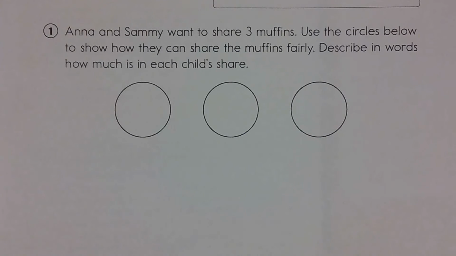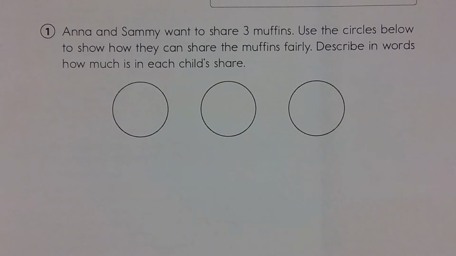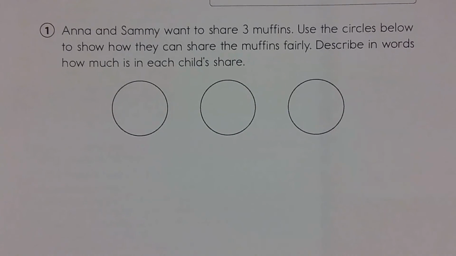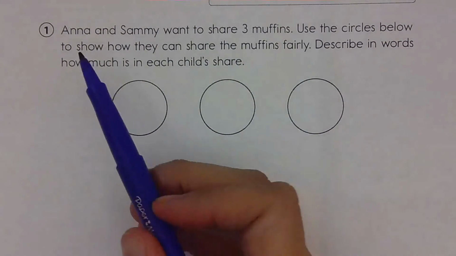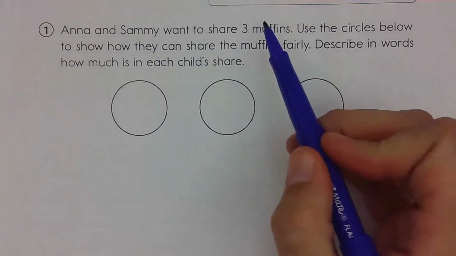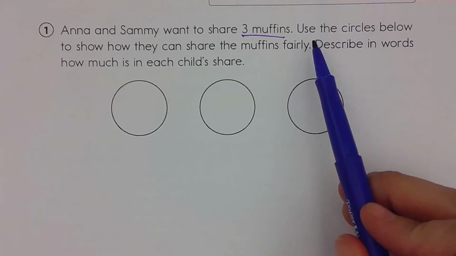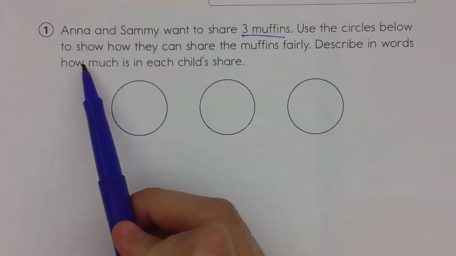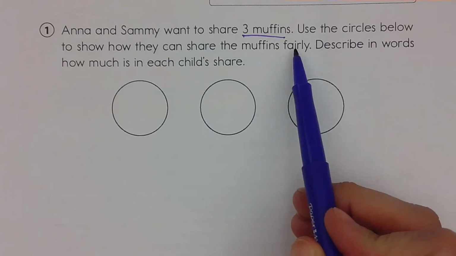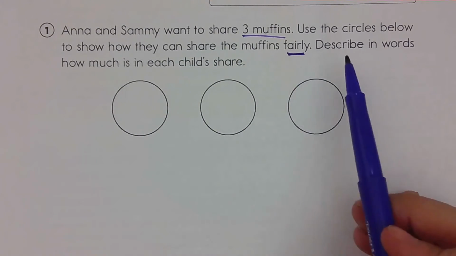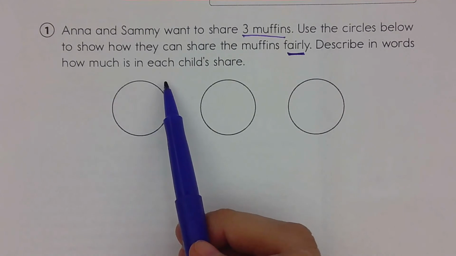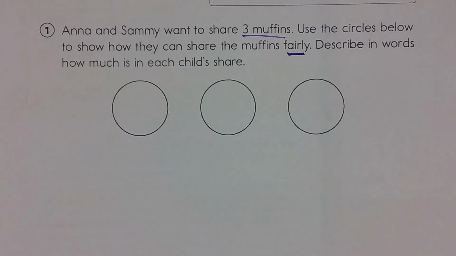I would like to go ahead and look at one more problem with you guys. You may have seen this yesterday. You may not have, but it's another open response question, and I would like to work on that with you guys right now. So this one says, Anna and Sammy want to share 3 muffins. Use the circles below to show how they can share the muffins fairly. There's that word again. Describe in words how much is in each child's share.